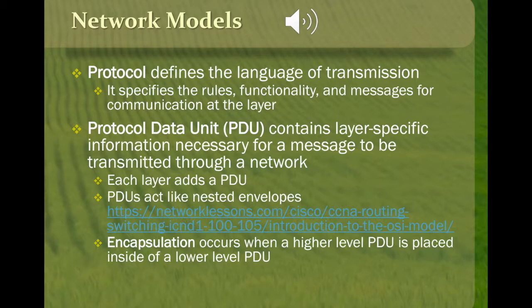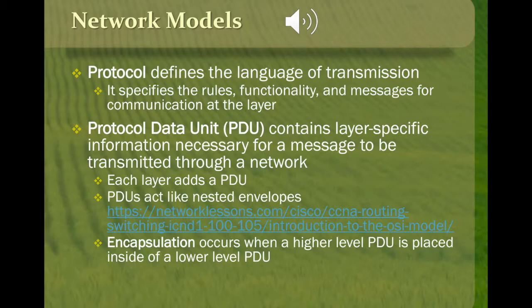And then we're going to talk about encapsulation. This is also explained very well in this slide, but it basically involves the concept of taking the different envelopes from the different PDUs at the different layers and levels, and how it's going to nest these envelopes inside one another. And that's the concept of encapsulation. As you'll learn, there's benefits and there's disadvantages to encapsulation.